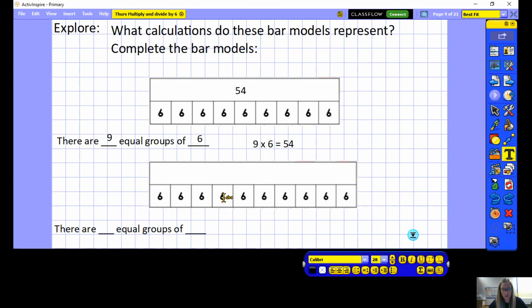Okay, and when you've had a go at these, move through the slides to check your answers. Step 1 answers, step 2 answers, step 3 answers, and digging deeper answers.